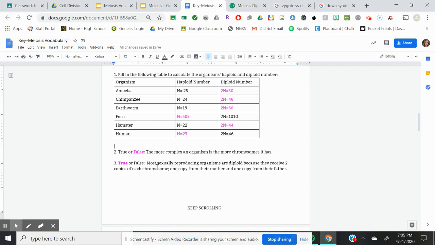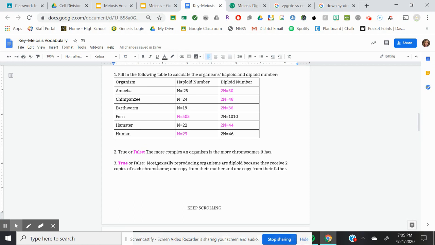Next one, most sexually reproducing organisms are diploid because they receive 2 copies of each chromosome, 1 copy from their mother and 1 copy from their father. This is true. Your standard human cell is going to be diploid. It's going to have 2 copies of each chromosome, right? 23 homologous pairs. And of each pair, you get 1 from your mother, 1 from your father.